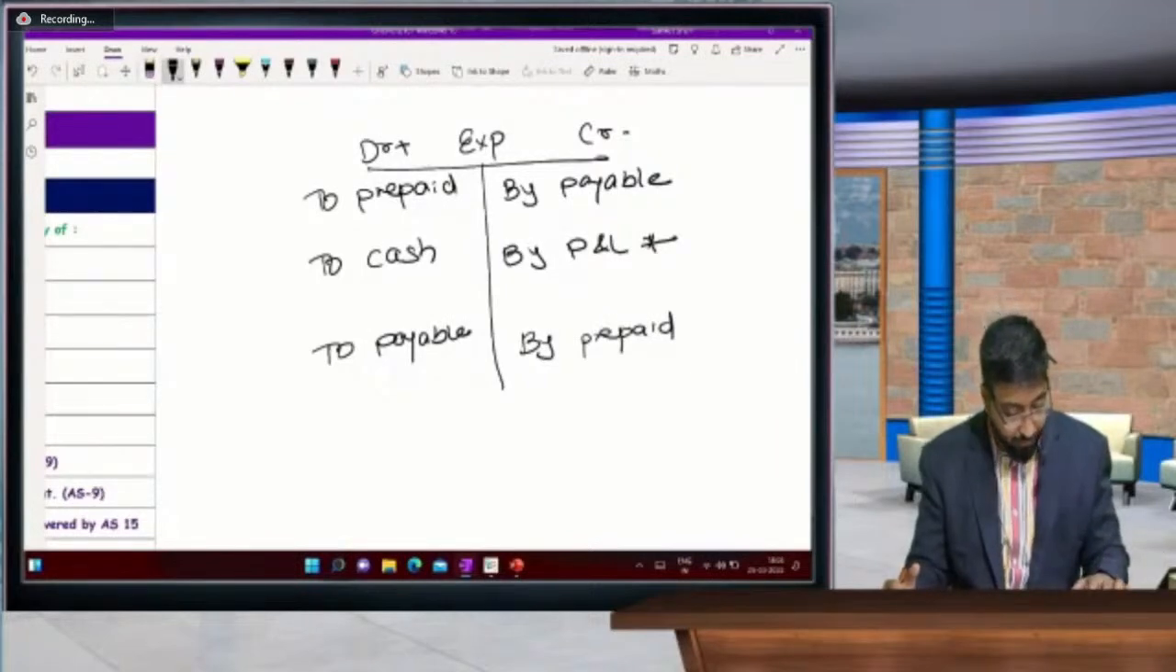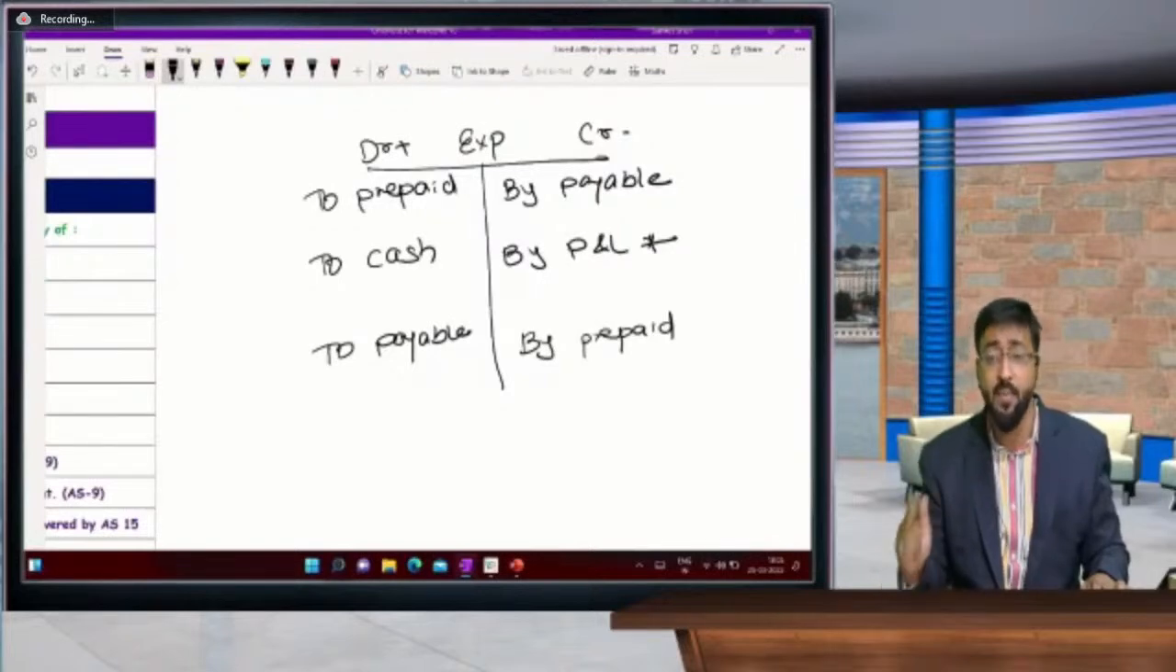Friends, redemption of debentures. The first entry will be: debentures account debit, premium on redemption account debit, to debenture holders account, and to bank; and P&L account debit to premium on redemption. It is the same entry, but remember DRR has to be created.